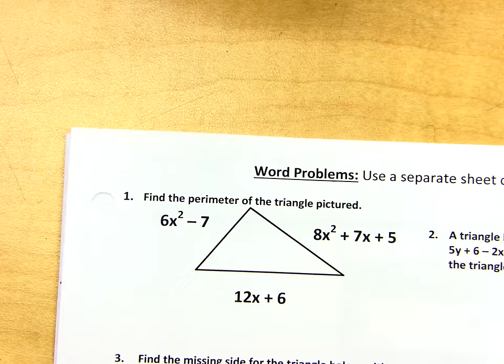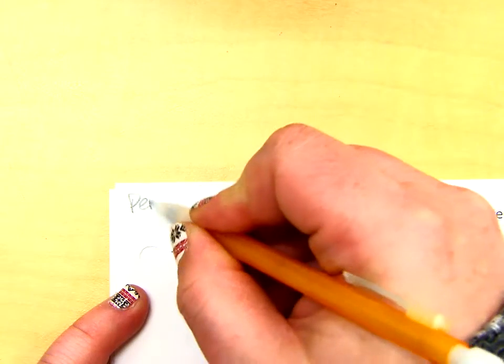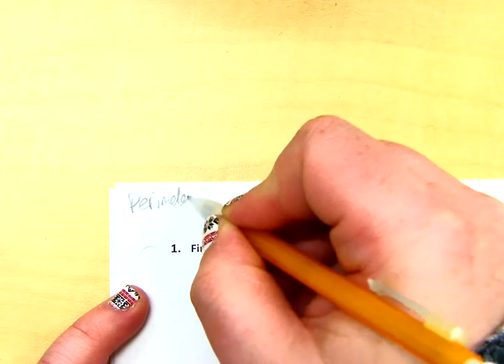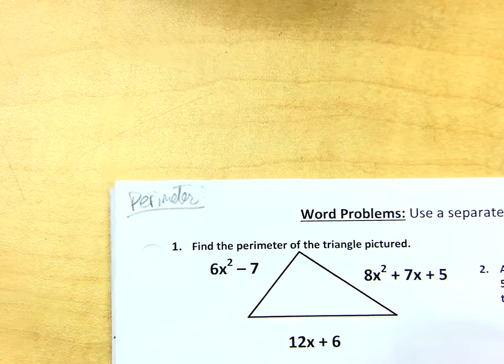We're looking at some word problems using polynomials. Let's just refresh our memory. How do you find the perimeter of a shape? Perimeter, you're just going to add all the sides together.